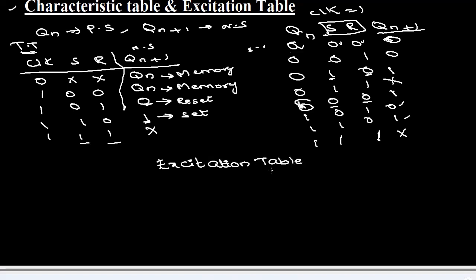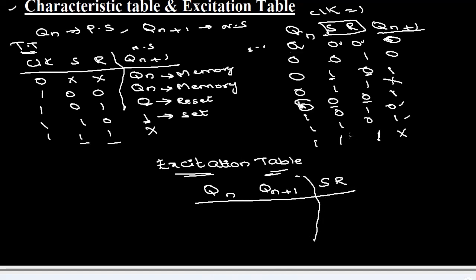Carefully observe the excitation table. For the excitation table, the inputs are Qn and Qn plus 1, and the outputs are S and R. These are the inputs and outputs of the excitation table. When Qn is 0, the possible states I am writing here are 0 0, 0 1, 1 0, 1 1.